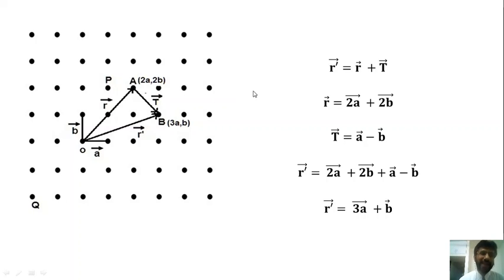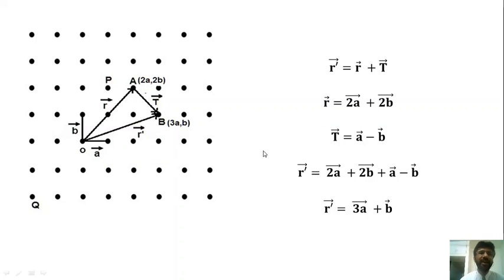If we apply the translation operation from point A to point B, then in this case we can write the expression for the vector R dash is equal to vector R plus vector T. Therefore, by using the law of vector triangle, vector R is equal to twice A plus twice B. That means along the x axis twice A, and along the y axis twice B. And as we go from A to B, we can express the vector T is equal to A minus B. Therefore, if we substitute the values of vector R and vector T, we get R dash is equal to thrice A plus B. That means R dash is equal to 1, 2, 3, thrice A, and here 1B.